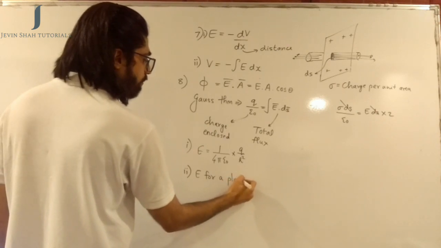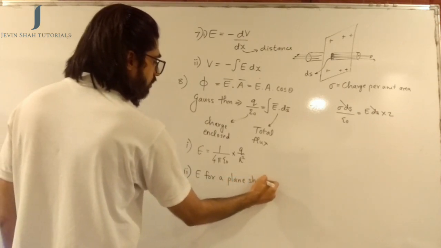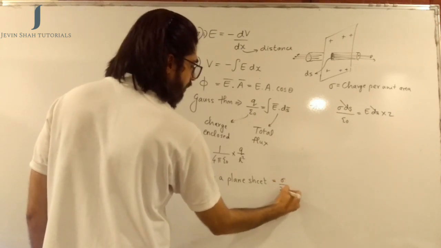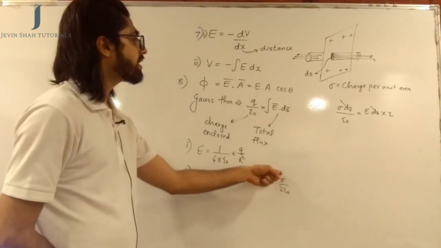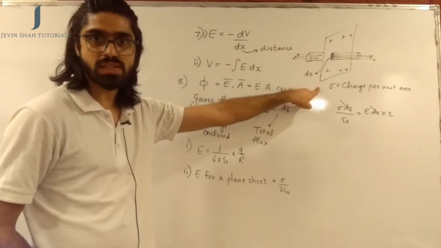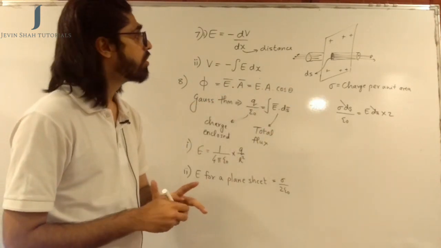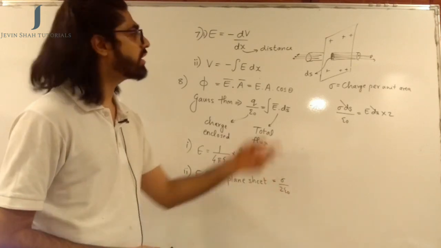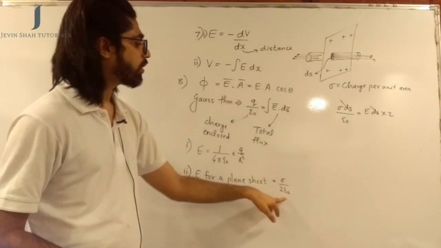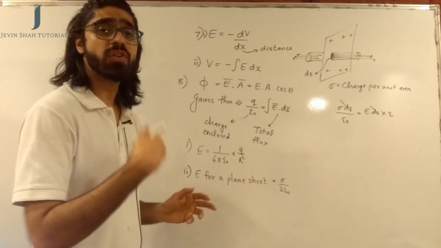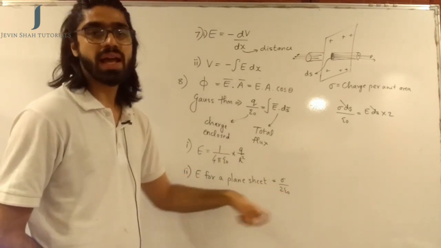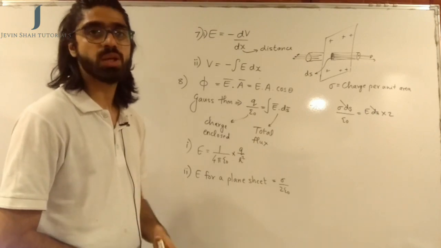for an infinitely long plane sheet is equal to sigma upon 2 epsilon naught, where sigma, like I said, is the surface charge density, that is charge per unit area for that infinite sheet, and epsilon naught is the permittivity of the medium around. Epsilon naught assuming that it is air. If it is not air, if it is something else, then you will put simply epsilon over here, and that epsilon can be written as k epsilon naught.